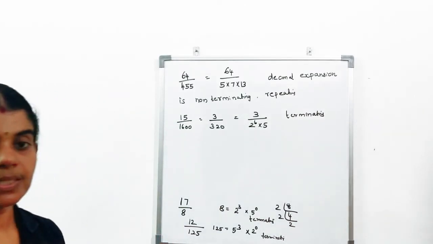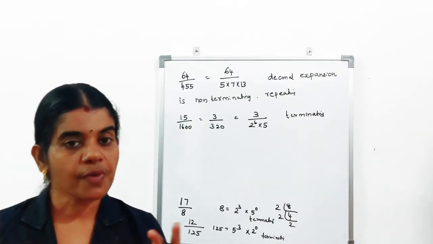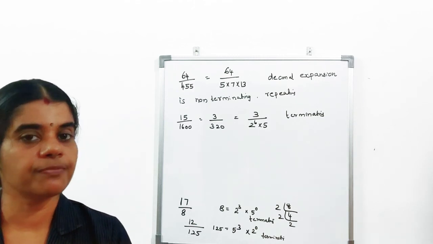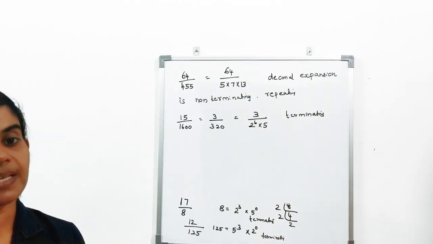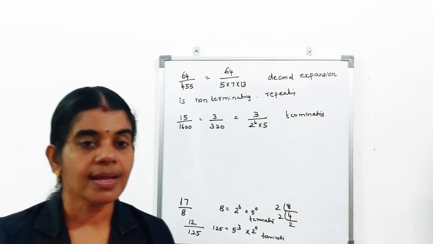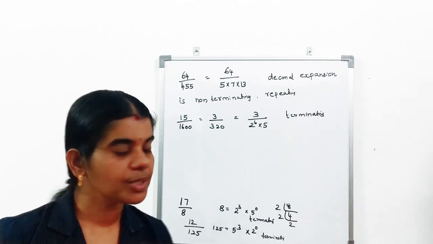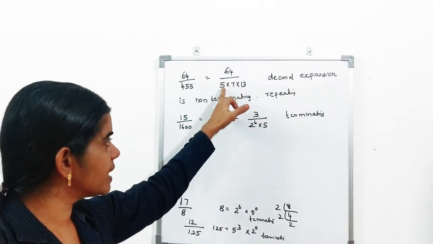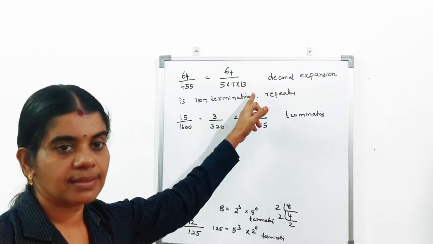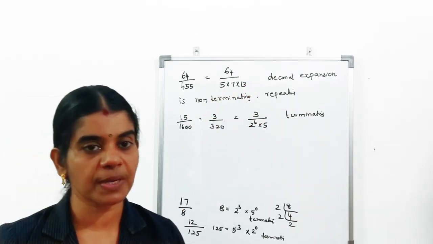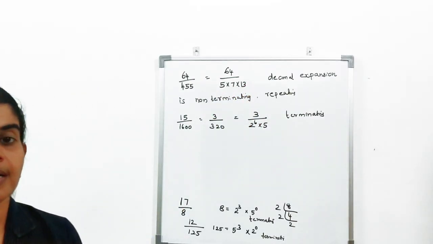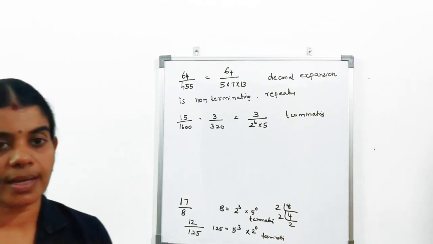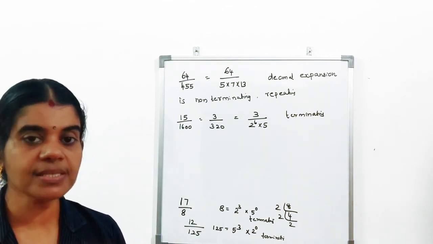If only 2 is coming, only 5 is coming, or both 2 and 5 are coming, then the decimal expansion will be terminating. Other than 2 or 5, any other factor, even if 2 and 5 are also there, like here 5 is there but 7 and 13 are there, therefore that type of decimal expansion will be non-terminating recurring one, or recurring means repeating one.